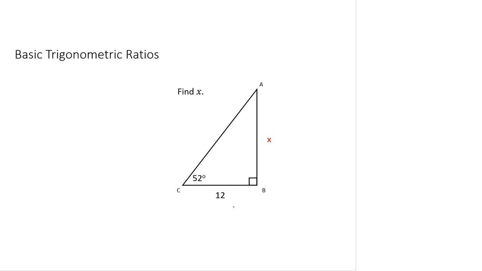Two more. So this one here, instead of being asked to find an angle, now we're being asked to find a side. Thankfully, we're given an angle, and we're given one side. We also know that it's a right angle triangle, so again we can use SOH CAH TOA. So we take our given angle, which is angle C equals 52 degrees. We need to figure out what this side is in relation to angle C, which we can see clearly it's the opposite, and this side down here is the adjacent.